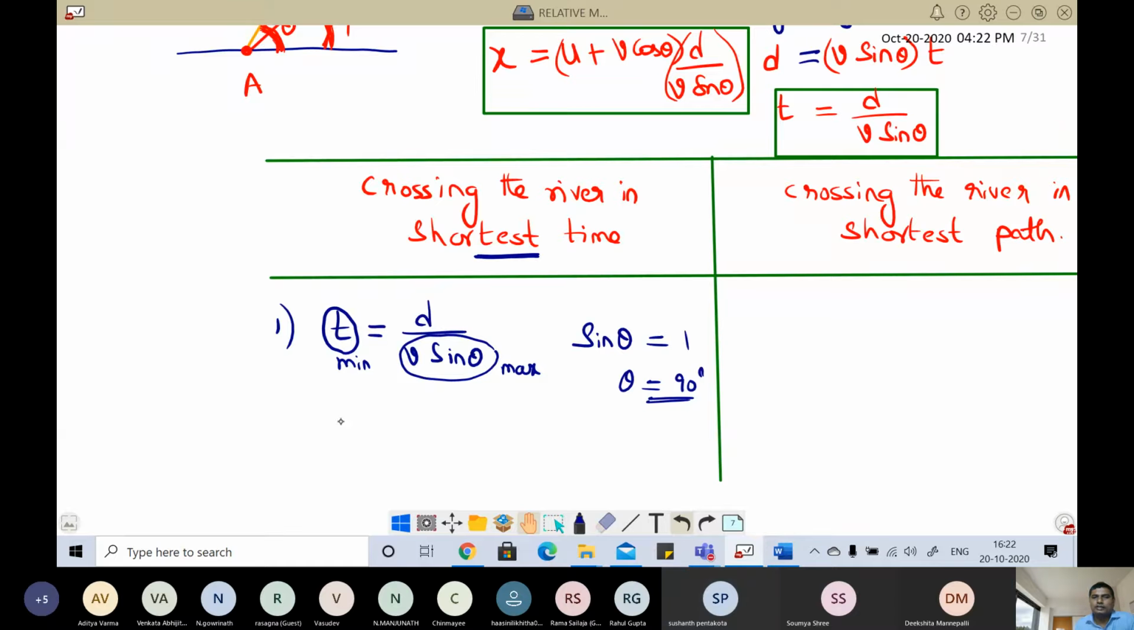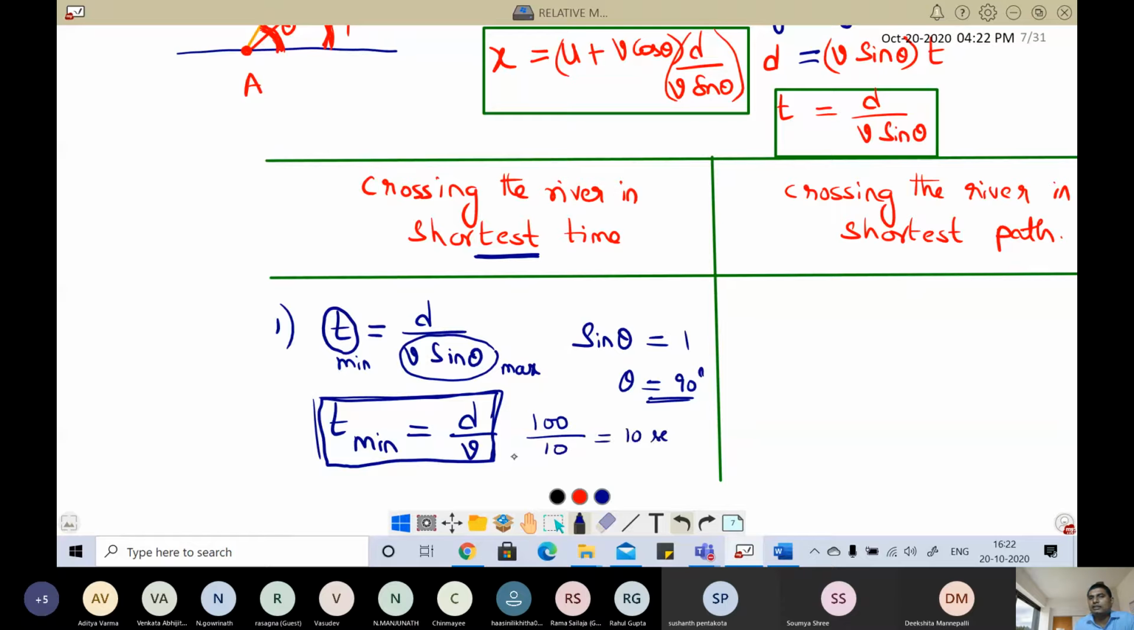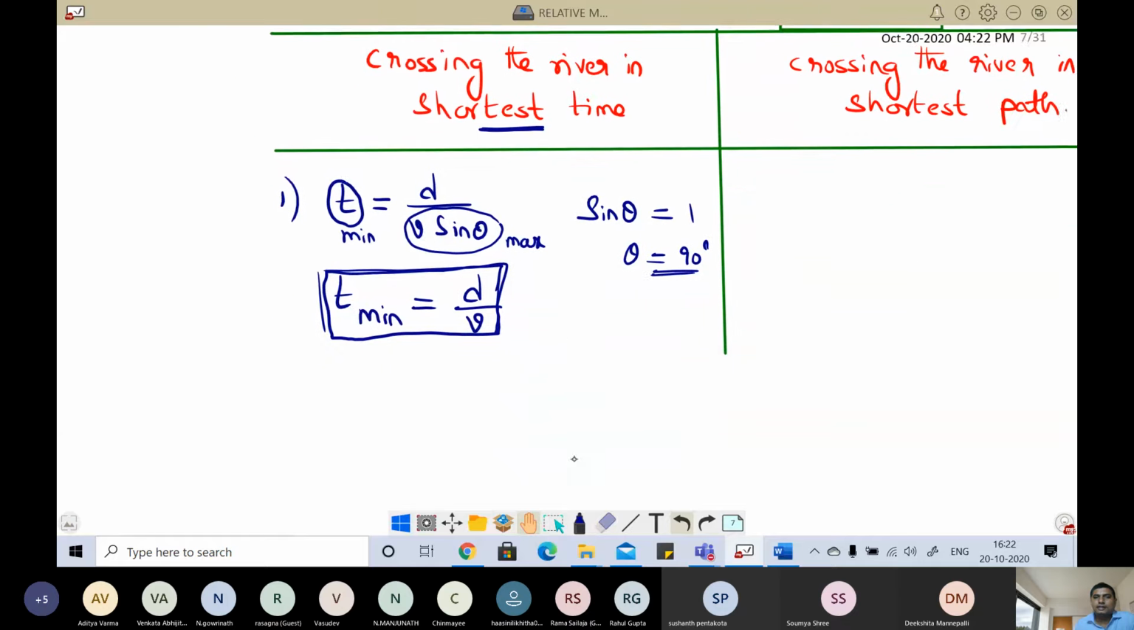90. So therefore T minimum, minimum time is equal to d by v. That's all. T minimum is equal to d by v. Suppose the width of the river is 100 and man's velocity is 10. So therefore, how many seconds? 10 seconds. That's all. Simple. Shortest time.